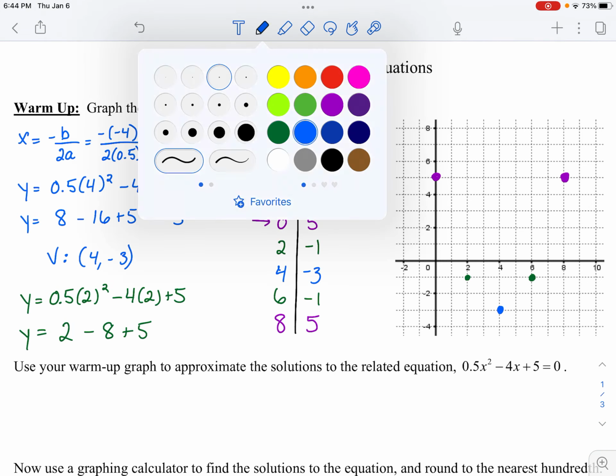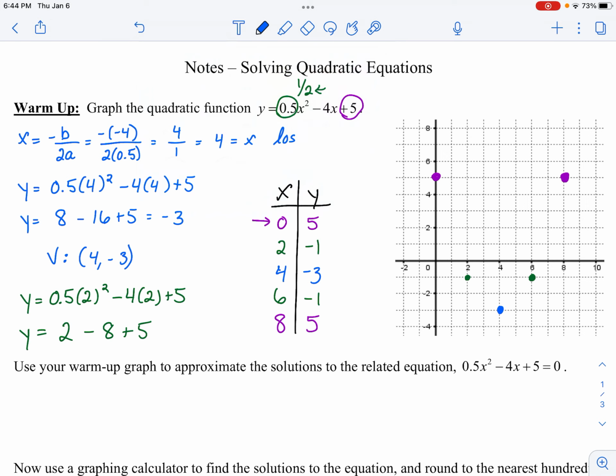And then I want to sketch my parabola. All right, so here we go. Now it's not going to be perfect. Make sure it looks rounded on the bottom. Mine's a little pointy here, so I'm going to smooth that out a little bit. All right, now there's my graph. Now we're going to refer to this graph in order to do the next part of this.